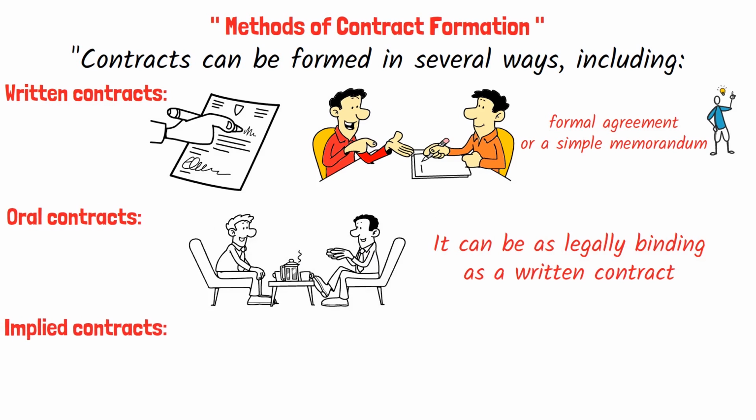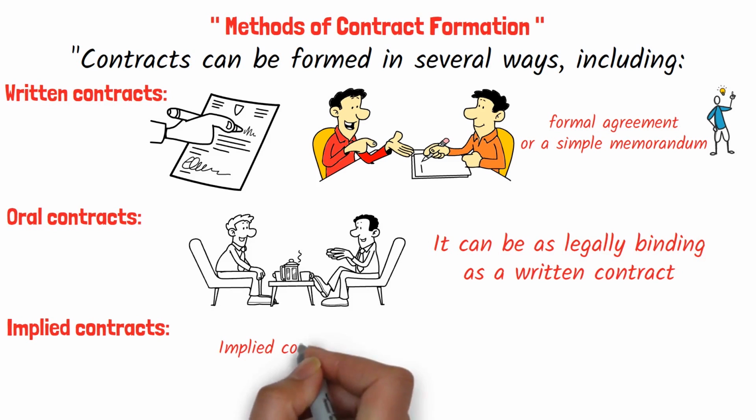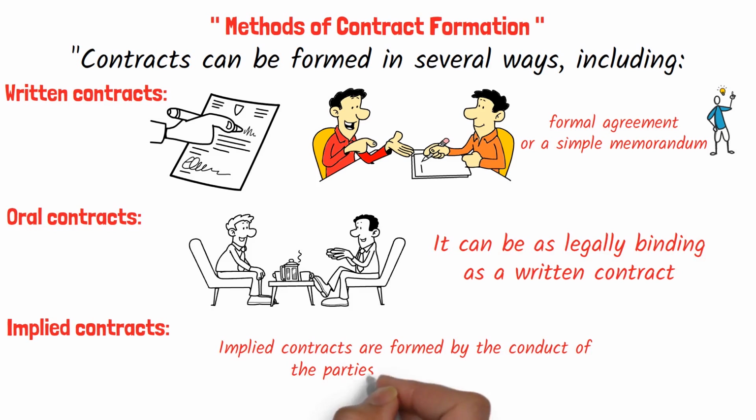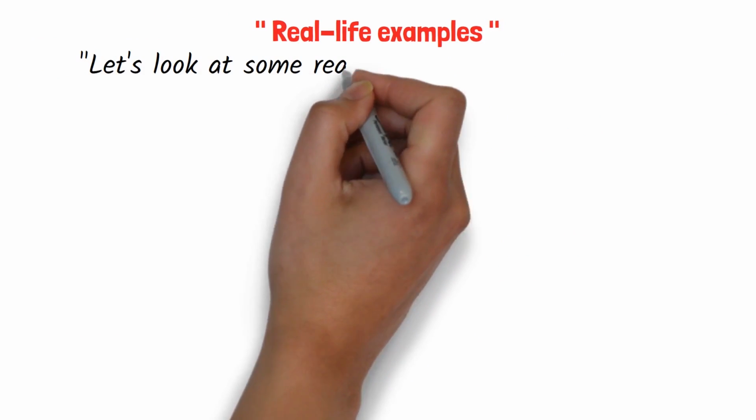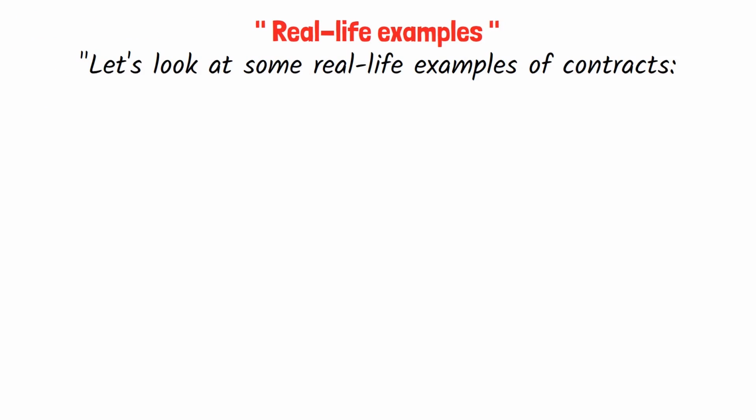Implied contracts. Implied contracts are formed by the conduct of the parties and their actions. They can be created unintentionally through routine business practices. Let's look at some real-life examples of contracts.